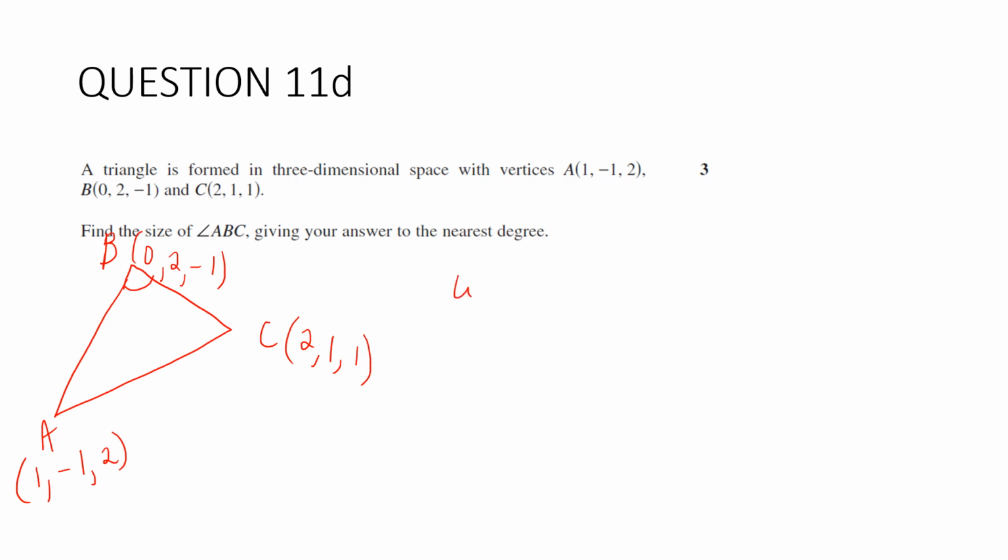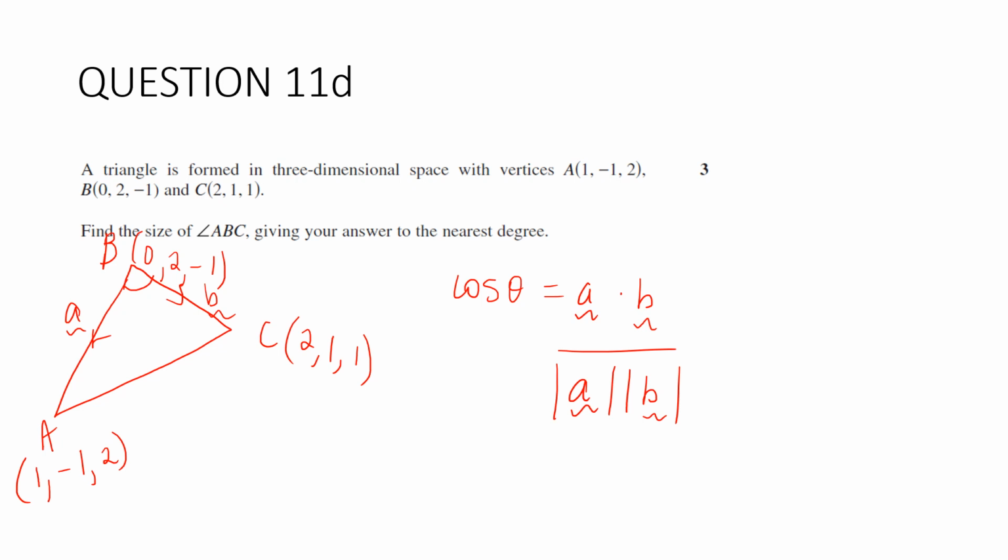Now, of course, we want to use this formula. cos theta is equal to, let's call this vector A, dot, and this can be vector B, divided by the magnitude of A times the magnitude of B.